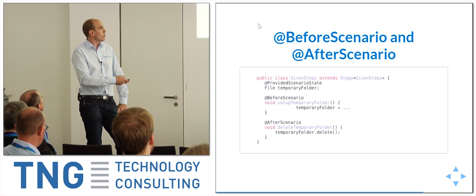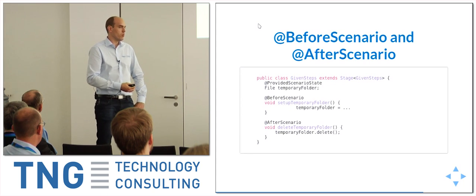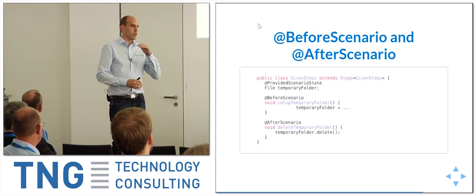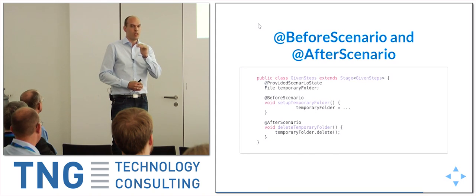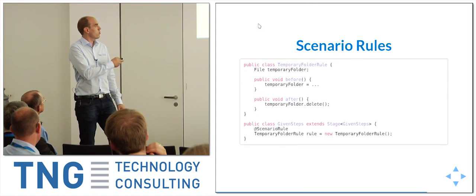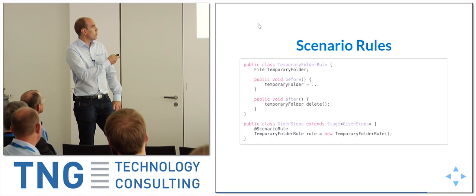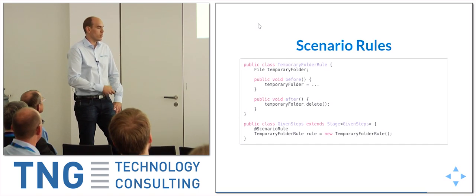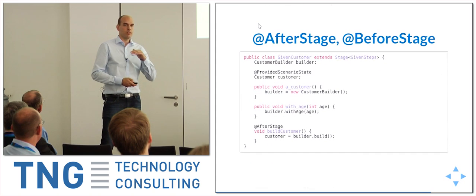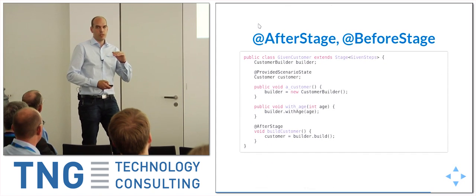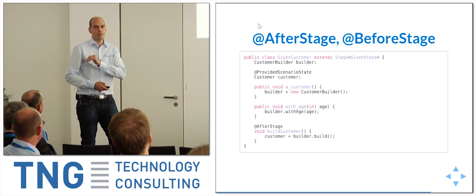And more important is maybe the before and after stage annotations, which allow you to have hooks within your scenario. So for example, after your given stage has finished and before the first when step happens, then the after stage method is executed. We use this very often, for example, to use builders inside a stage class to build up some state, and at the end of the given stage, we can then persist it to the database, for example.